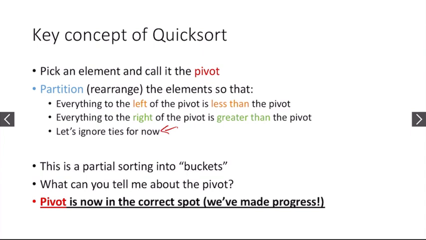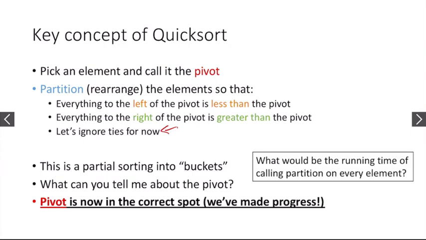Each time we call partition, we put at least one element in its correct spot, which means we've made progress towards our sorting goal. What would be the running time of calling partition on every element? Well, I've not given you the running time of partition, but you can assume that we have to loop over all elements, which means it's linear, so it would be big O of n. A linear operation that we're doing n times, once for each element, would be big O of n squared. So your tip here is we're not going to be calling partition on every single element. That's not very cost effective in terms of computing.